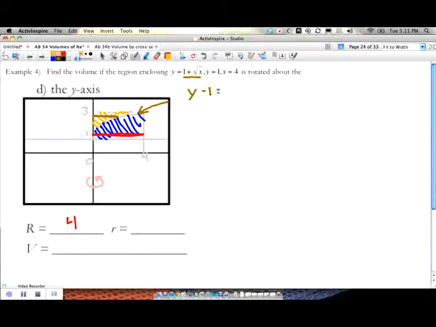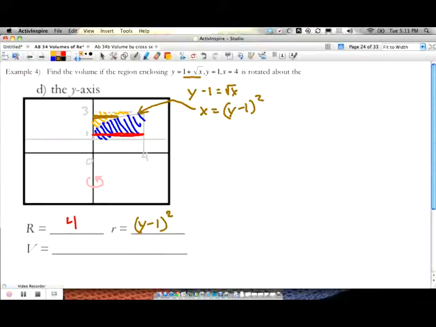So it's going to be y minus 1 equals square root of x. Therefore, x equals y minus 1 quantity squared. So that's what this curve would be in terms of y. Now that's also the measurement for this radius on the inside, that little r. So that's going to be y minus 1 quantity squared.